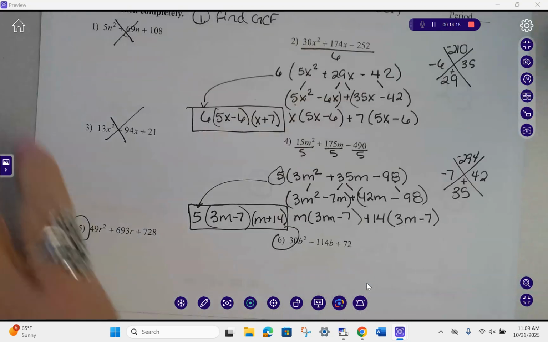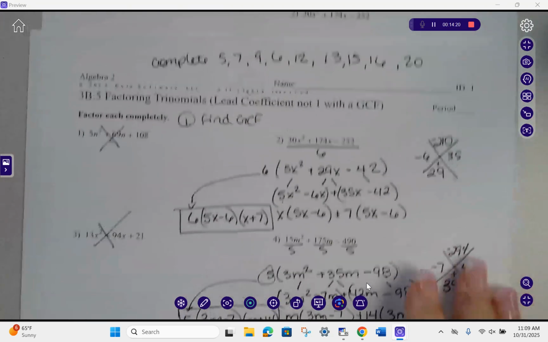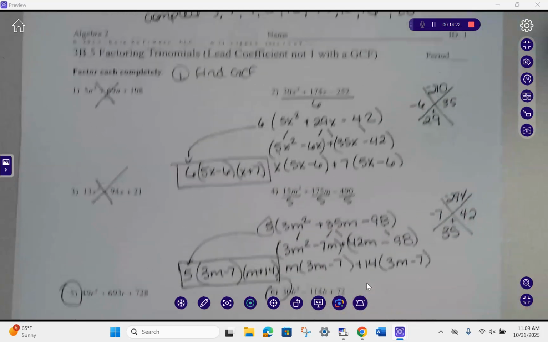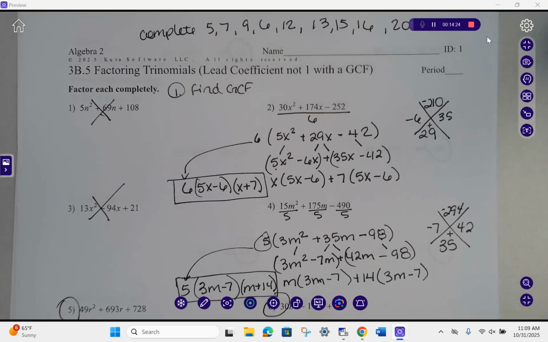And that should give you more than enough practice and hopefully lighten the load a little bit using Desmos. All right, good luck with it.